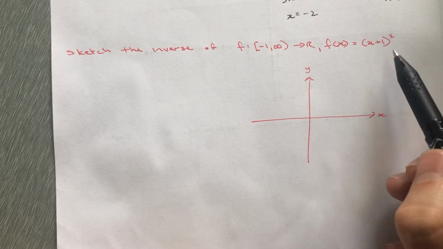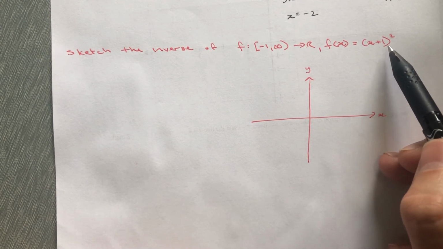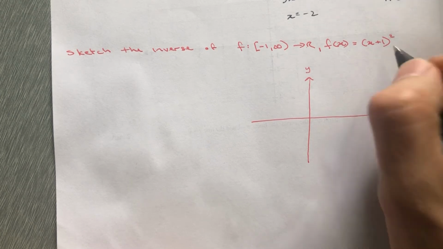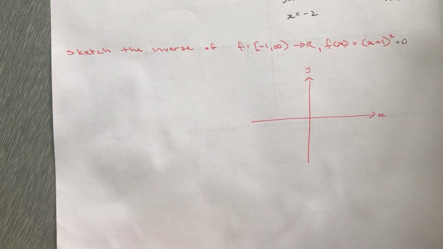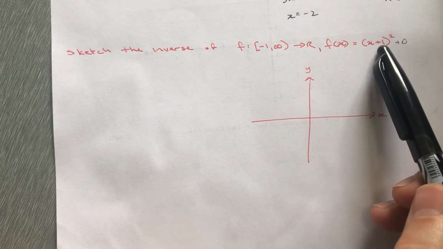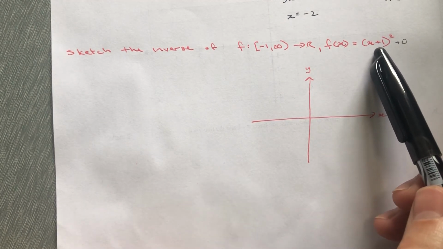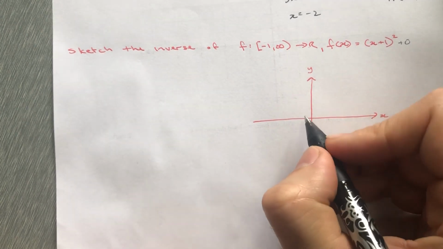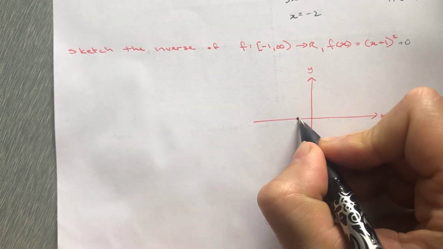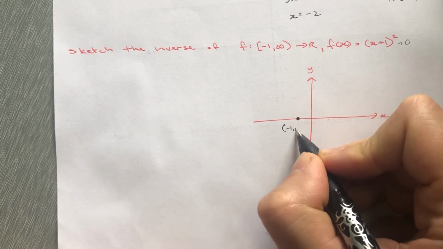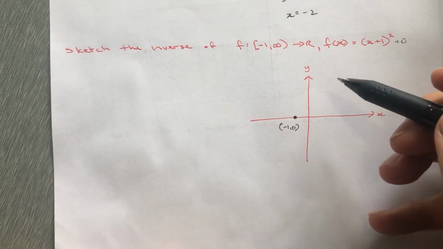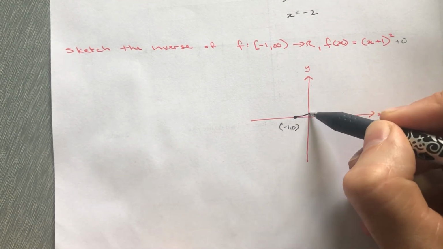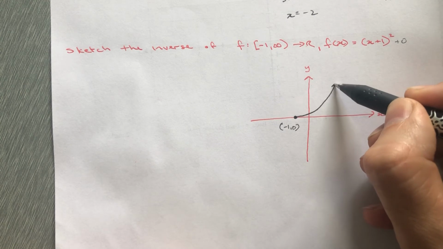Okay, so this is saying we've got a parabola, and its turning point is going to be on the x-axis because there's plus 0 over here, so it's like turning point form. So you've got the turning point at x is minus 1 and y is 0. So that would be around about here. And it's a positive one, so the tail is going to point up like that.